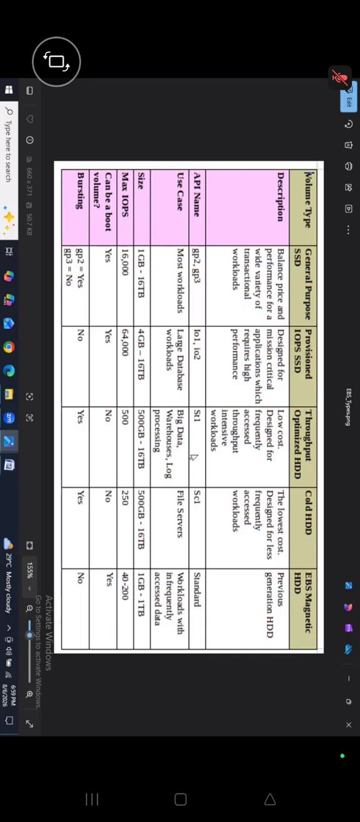See here, it clearly says big data, data warehousing, log processing purposes, they are going to use this one. So we have big data analytics, right? If you have huge historical data, you need to analyze and process it. For that, throughput optimized is suitable. Minimum 500 GB to 16 TB. So coming to IOPS, 500 IOPS maximum.